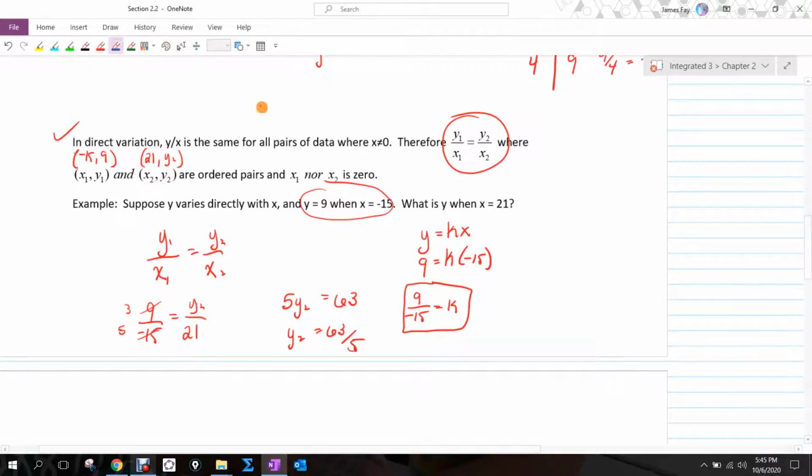And now this piece of information gives me what I do next. It says, what is y when x is 21? Well, I know what k is supposed to be. If it varies directly, I know k should be 9 over negative 15. And if x is 21, okay, obviously that's going to reduce to 3/5. I'll get negative 3/5 times 21, negative 63 fifths.